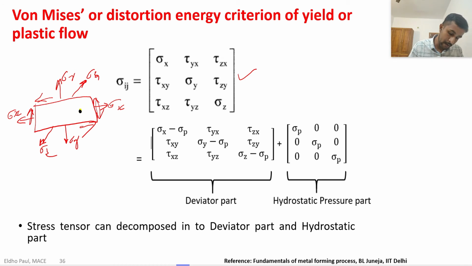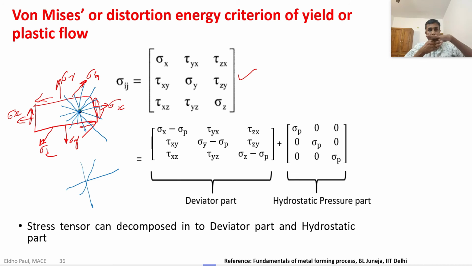Through this point, we can draw a number of planes with different orientations. There are an infinite number of planes. Out of these, I take 3 mutually perpendicular planes: the x plane, y plane, and z plane. On these planes, sigma x, sigma y, sigma z are the normal stresses, and tau xy, tau yx, tau zx are the shear stresses on the 3 mutually perpendicular planes.